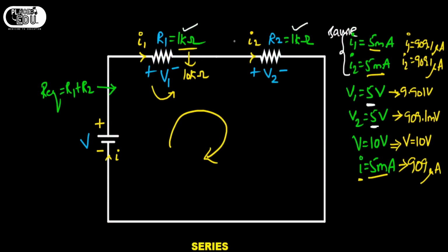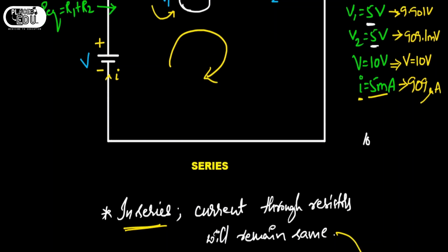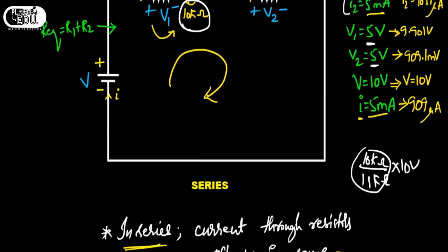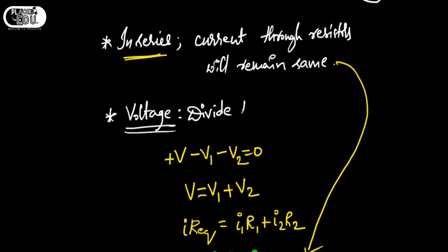But in the next case, I changed this R1 to 10 kilo ohms. So the factor will be 10 kilo ohms by 11 kilo ohms into 10 volts. This quantity will be changing according to the resistances. So based on the resistances, the voltage across them will change in series combination. So voltage will divide based on the values of resistors. That's the point.